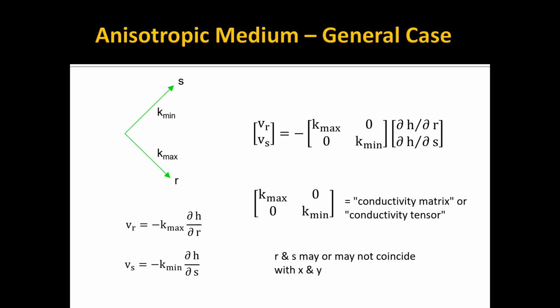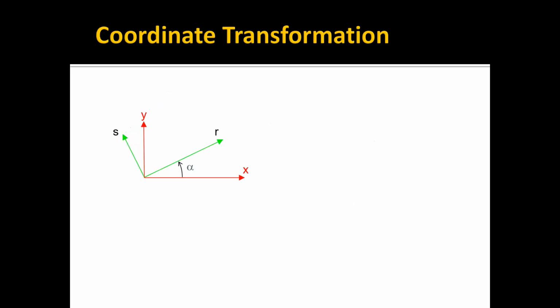Okay, so this R and S may or may not correspond with X and Y. If it corresponds with X and Y, we're done. We just replace Kmax with Kxx and Kmin with Kyy. But if it doesn't, we need to go a little bit further here. And to do that, we perform a coordinate transformation.